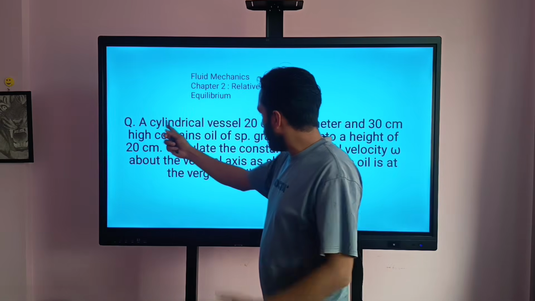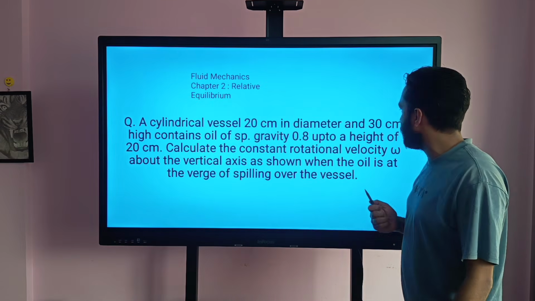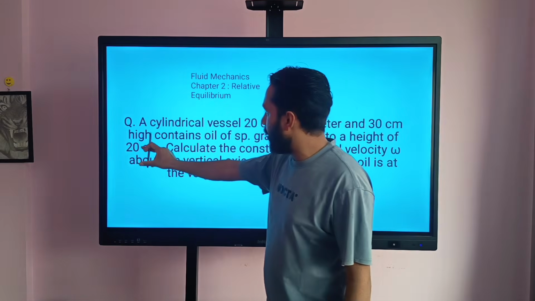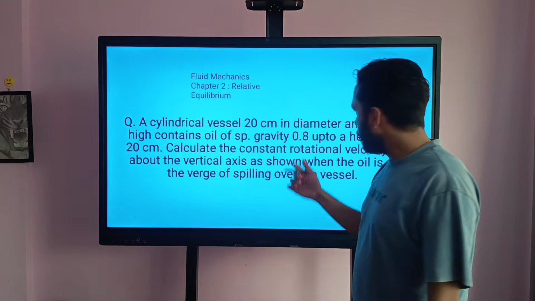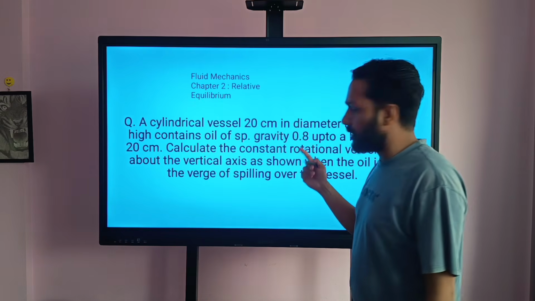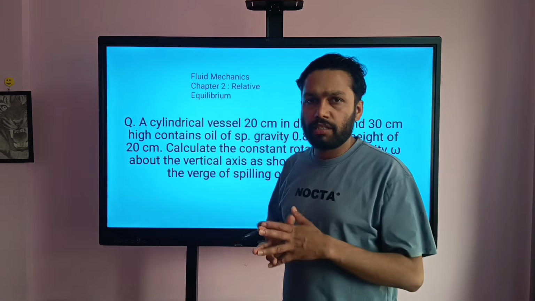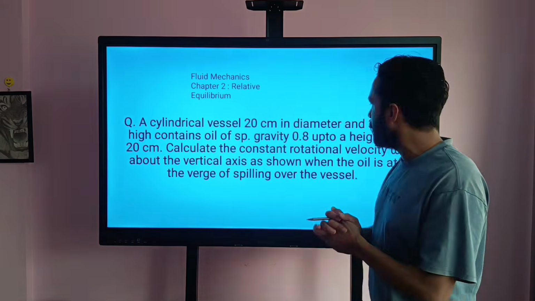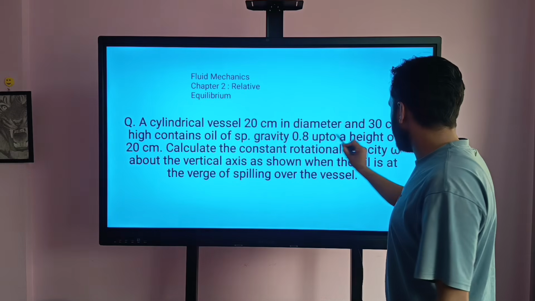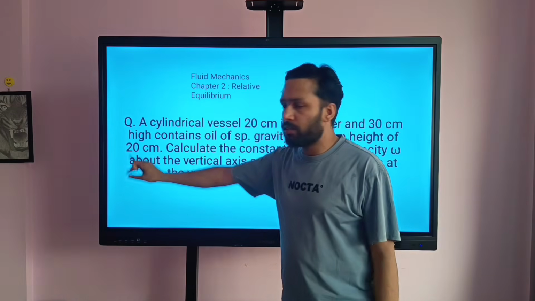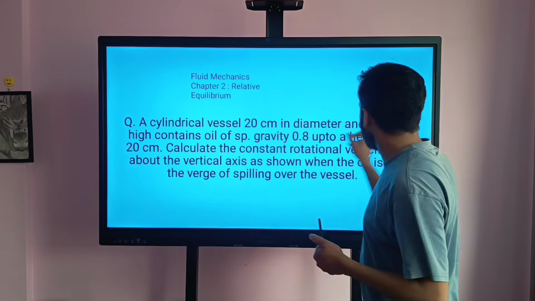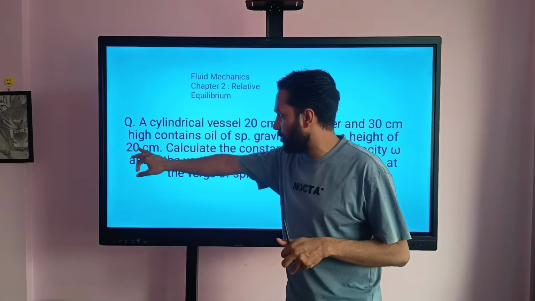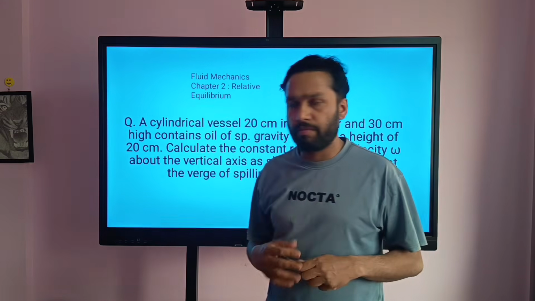Here you can see a cylindrical vessel, 20 centimeter in diameter and 30 cm high, containing oil of specific gravity 0.8. The specific gravity is used to find the density and the specific weight of the liquid. It contains liquid up to a height of 20 centimeter. It is not initially completely filled. So the height is 30 centimeter, and the liquid is contained up to 20 centimeter.